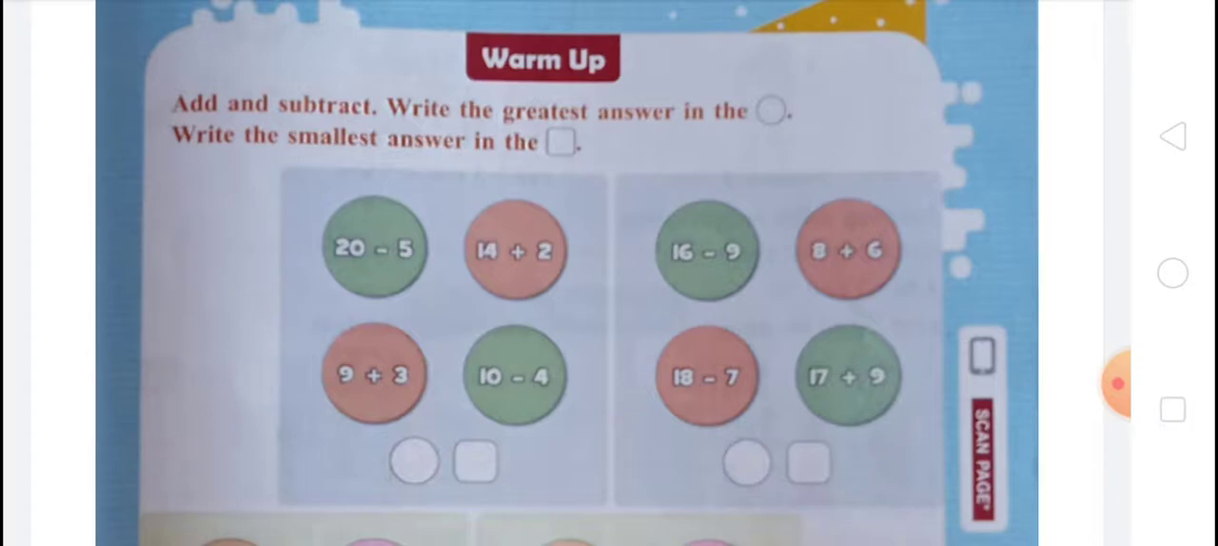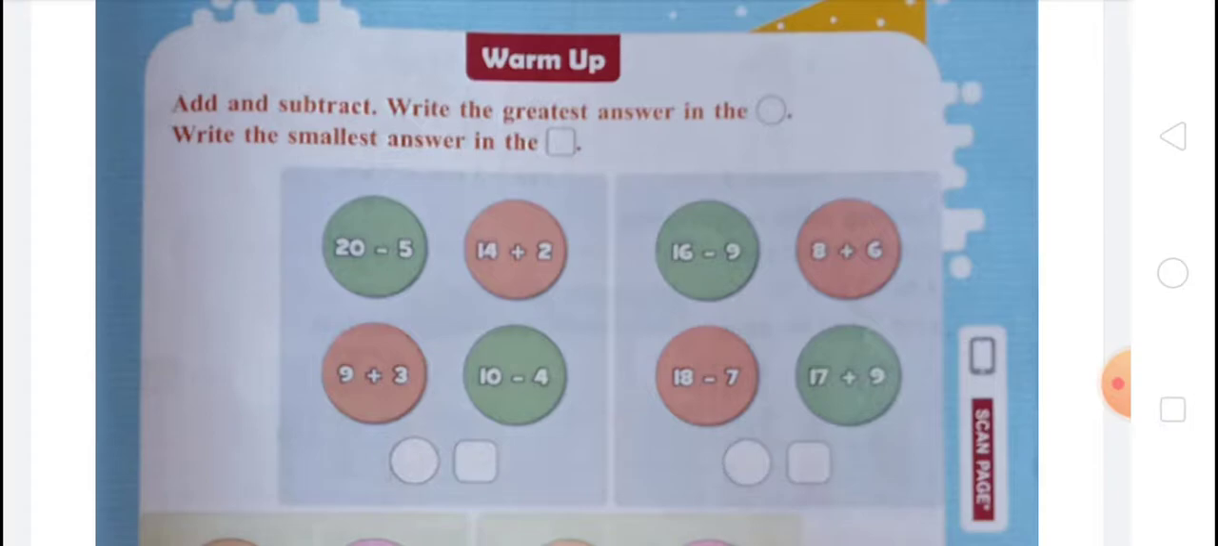And next is 14 plus 2. When you add 14 plus 2, there will be 16. And 9 plus 3, when you add 3 to 9, there will be 12. And 10 minus 4, there will be 6. So which number is greater? You know that 16 is greater. So in the circle you have to write 16, and in the square you have to write 6, because you have to write the greatest answer in the circle and the smallest answer in the box.